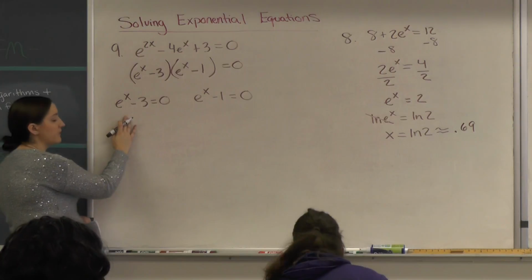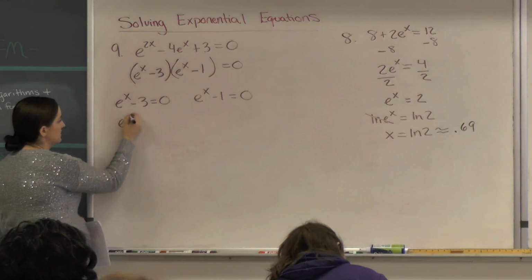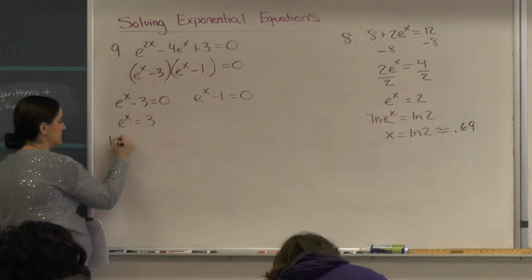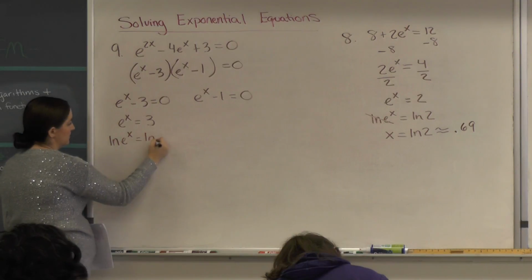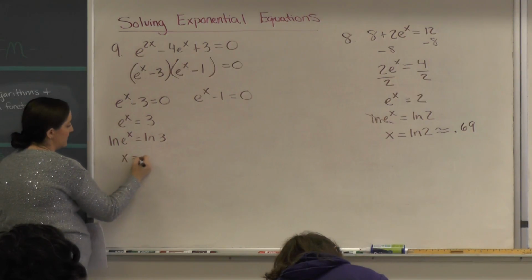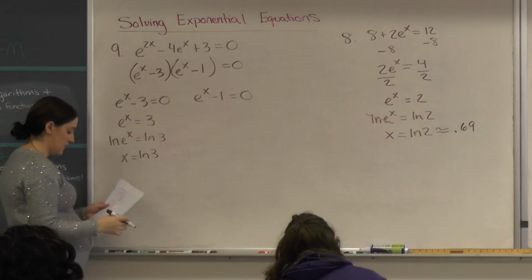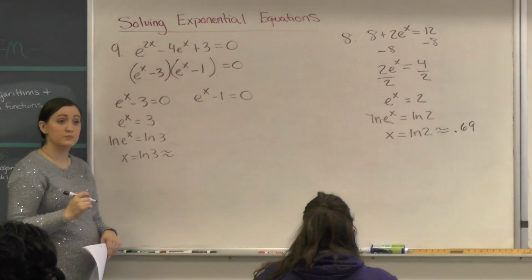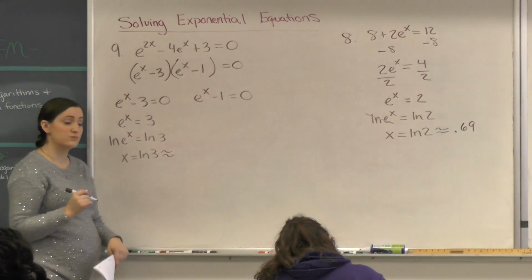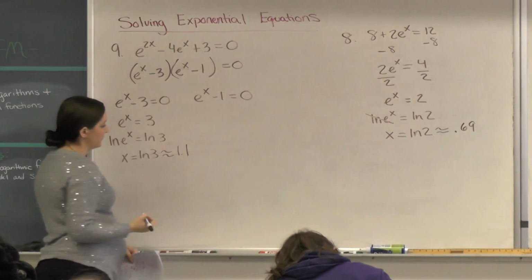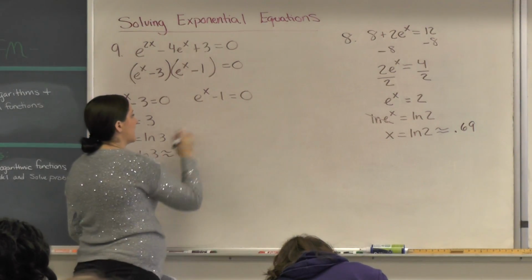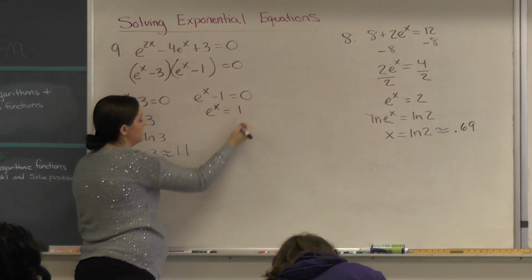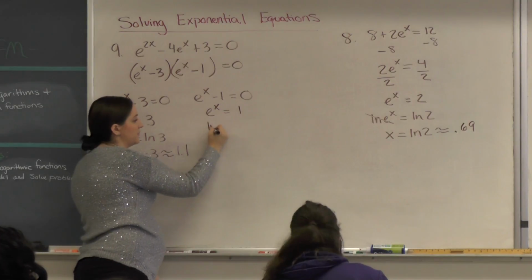Okay? So for the first one, I'm going to add 3 to both sides. Take the ln of both sides. x equals ln of 3, which is approximately 1.0986, so 1.1, right? Okay, well let's do the second one. Add 1 to both sides, e to the power x equals 1. Take the natural log of both sides.